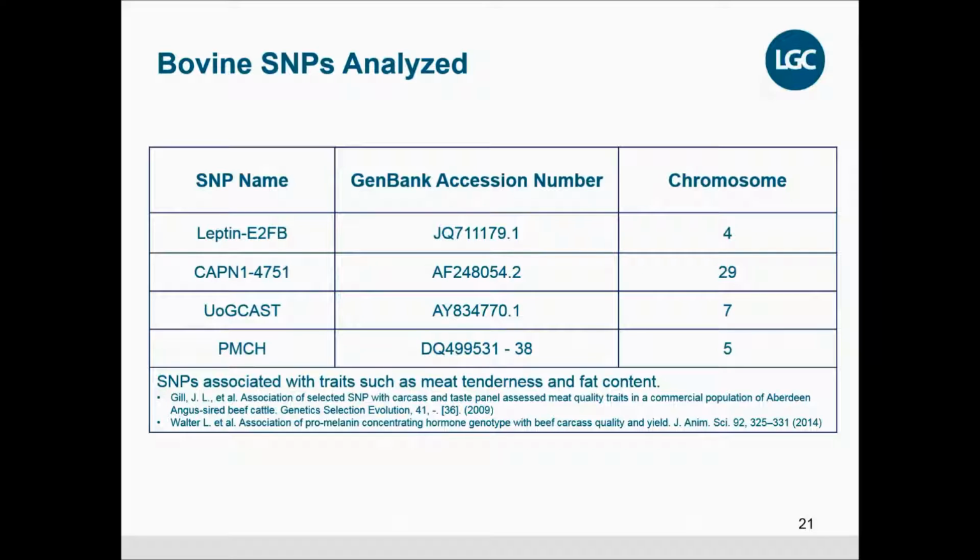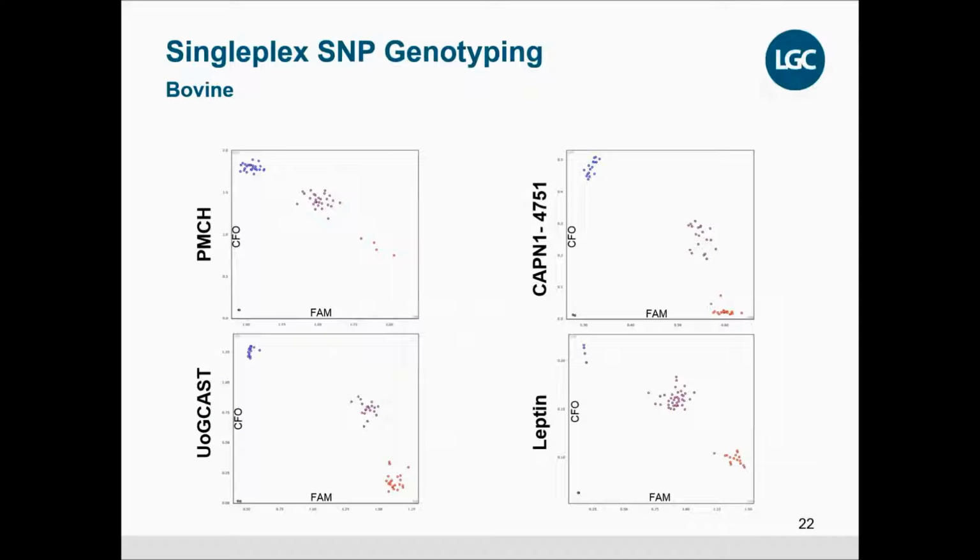We then designed assays, again using the real-time software, and used a clear-call master mix for the testing. For these SNPs, we dug into the literature and found various SNPs that were important for commercially relevant traits such as meat tenderness and fat content. The SNPs are listed here with their genomic information. First was leptin, a calpain gene, a calpastatin gene, and a promelanin concentrating hormone.